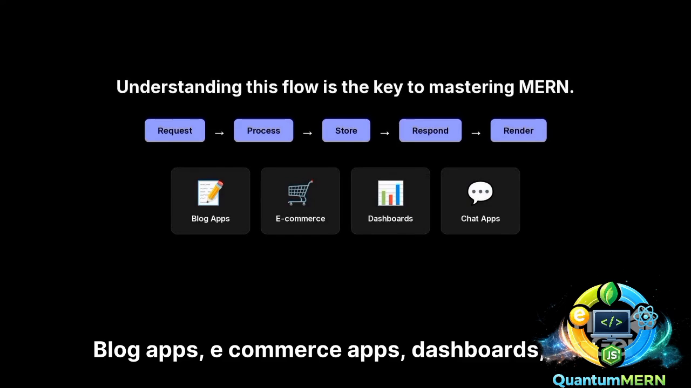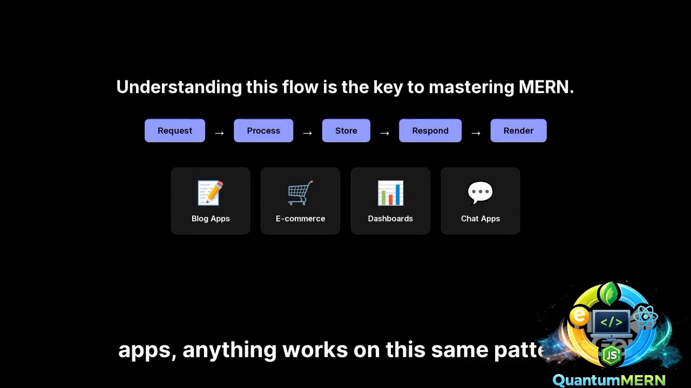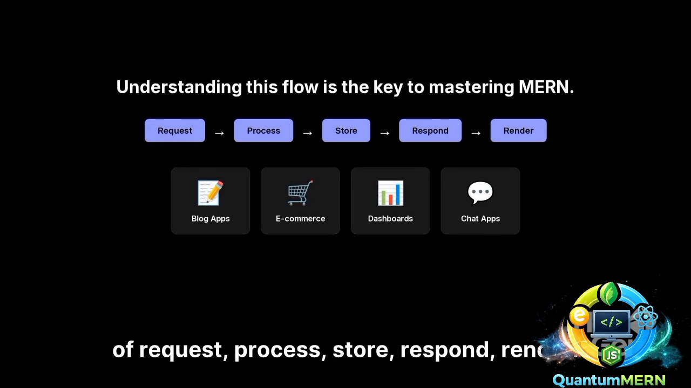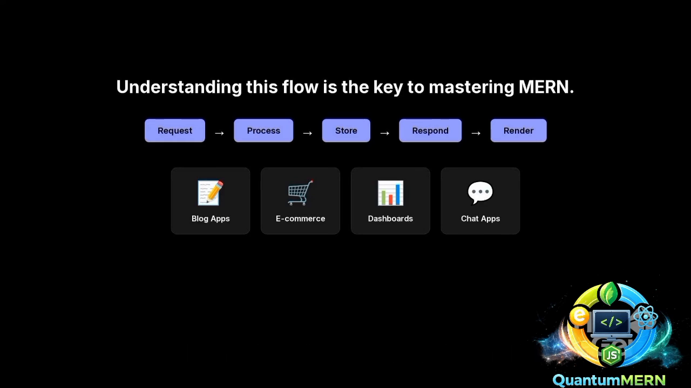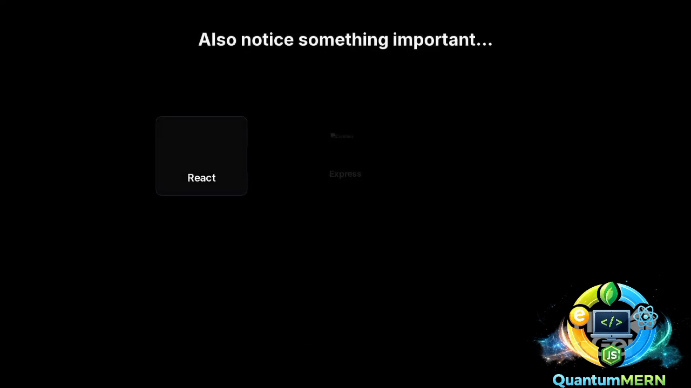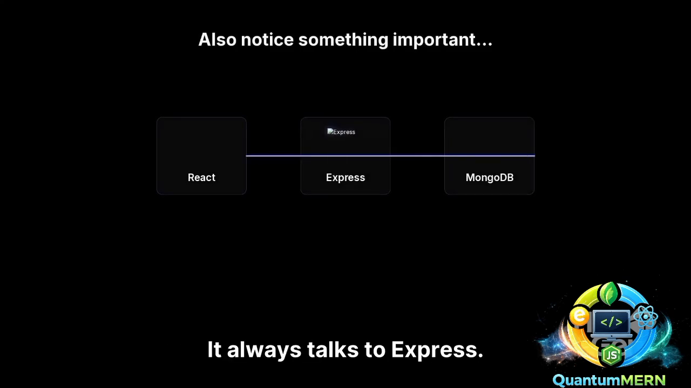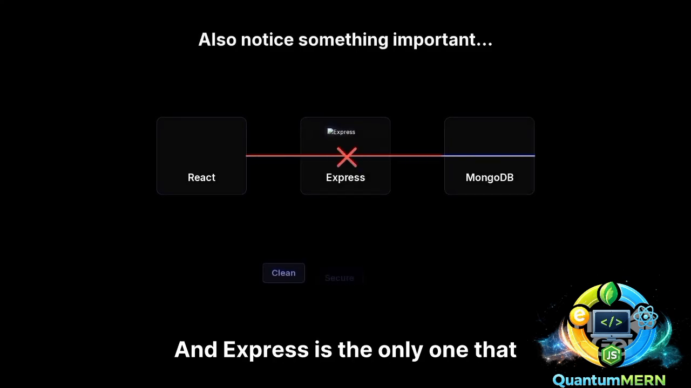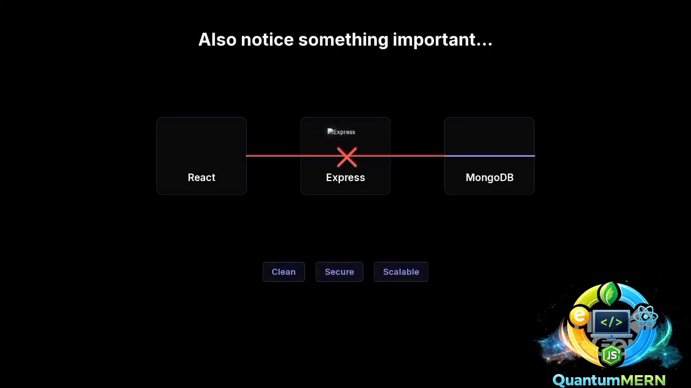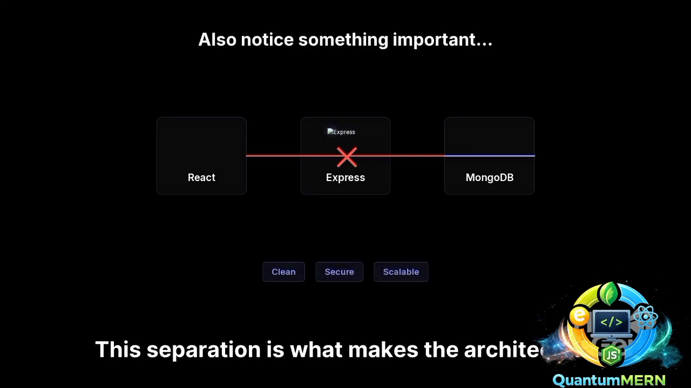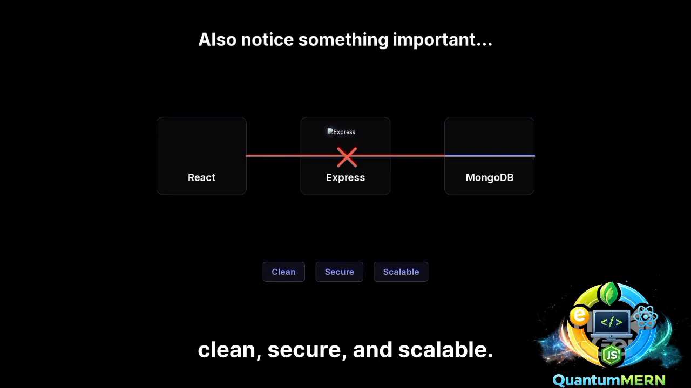Blog apps, e-commerce apps, dashboards, chat apps, anything works on this same pattern of request, process, store, respond, render. Also notice something important. React never talks directly to MongoDB. It always talks to Express, and Express is the only one that talks to MongoDB. This separation is what makes the architecture clean, secure, and scalable.